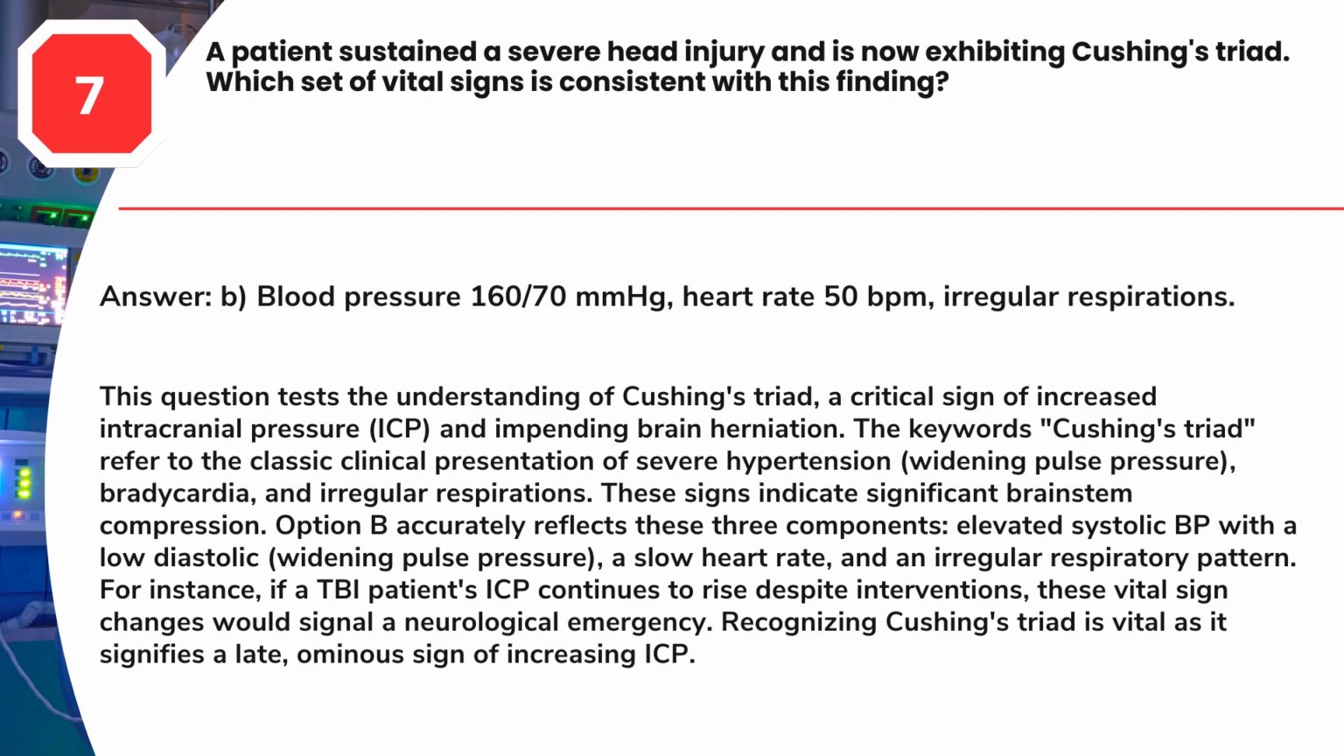Option B accurately reflects these three components: elevated systolic BP with a low diastolic, widening pulse pressure, a slow heart rate, and an irregular respiratory pattern. For instance, if a TBI patient's ICP continues to rise despite interventions, these vital sign changes would signal a neurological emergency. Recognizing Cushing's triad is vital as it signifies a late, ominous sign of increasing ICP.